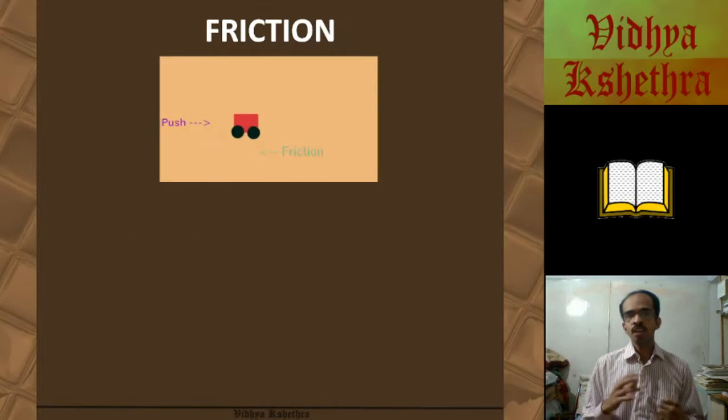Friction. In this example, a toy car is pushed with a force. After some time, the toy car comes to rest. Why? Because it is acted upon by a force in the opposite direction. And this is the friction between the surface on which the toy car is moving and the wheels of the toy car. Thus, friction is a force which acts opposite to the applied force.